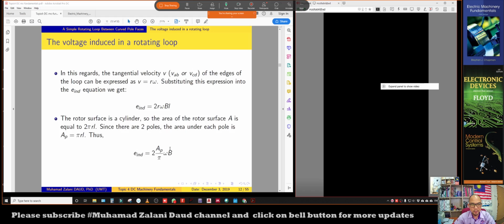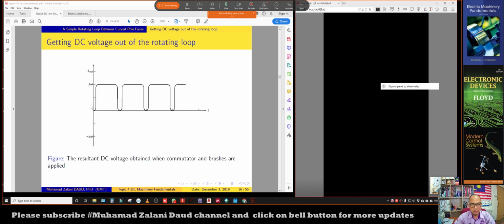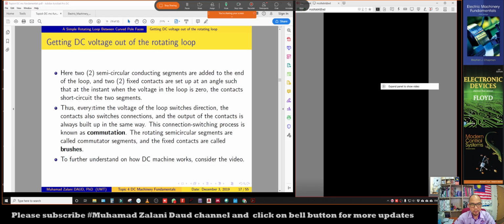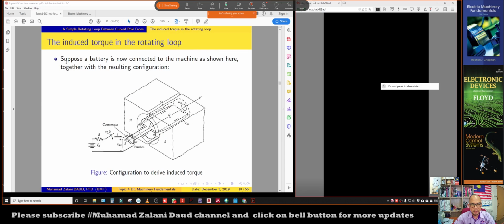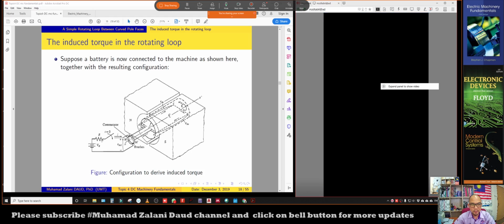Now I'm going to talk about the machine that is working as a motor. All right, so we are going to discuss the induced torque in the rotating loop, which is in slide 18 here. As you can see in this figure, for this rotor we are going to supply voltage or current. This is the battery. For example, we place the battery to supply the current to this wire loop.